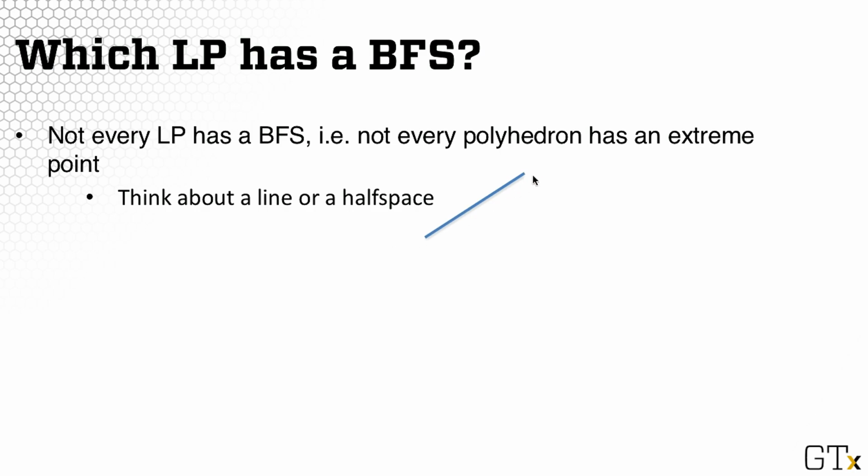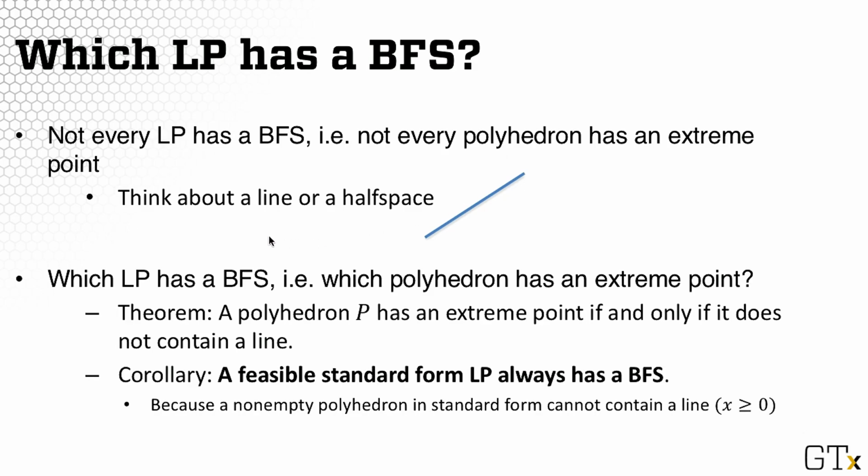So this polyhedron does not have any basic feasible solution. There's no corner point here. The same is true if you look at a half space, maybe one on the right. This half space here also does not have any basic feasible solution. So if you minimize a linear function over the half space, that LP does not have a basic feasible solution. So then the question is which LP has a basic feasible solution? Meaning which polyhedron has basic feasible solution, or which polyhedron has an extreme point?